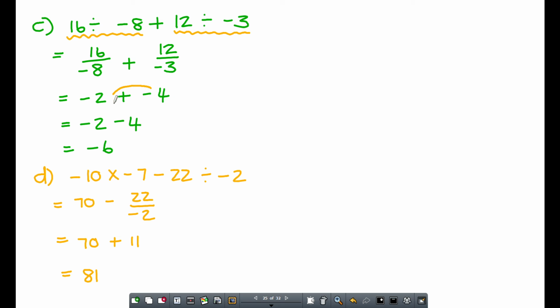But we don't want two signs next to each other. What is a positive times a negative? A negative. So that's why it becomes minus 4. And then minus 2 minus 4 will become minus 6.